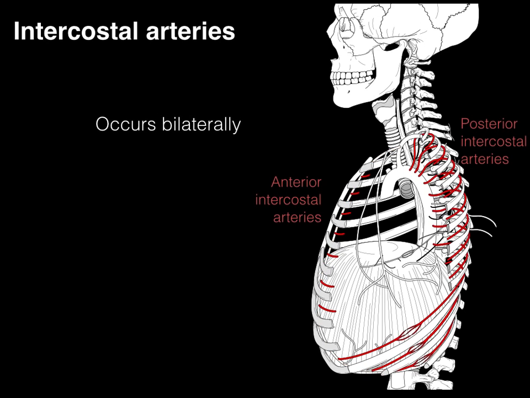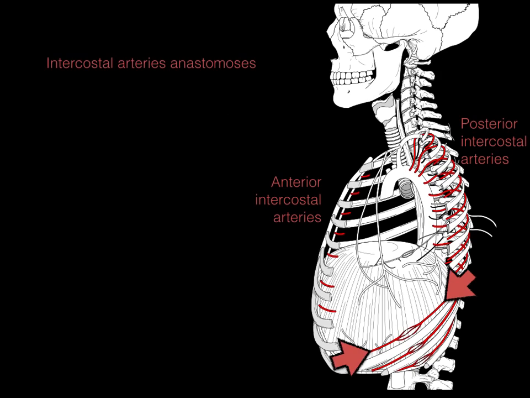So I've only shown the left side. This occurs the same way on the right side. The right posterior intercostal arteries are a little bit longer because the aorta is slightly to the left, but you have a left and a right internal thoracic artery that give off these anterior intercostals.